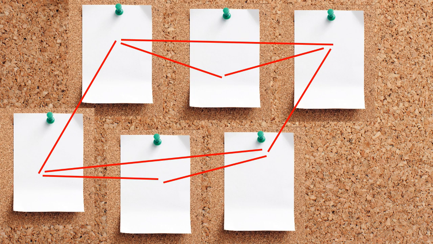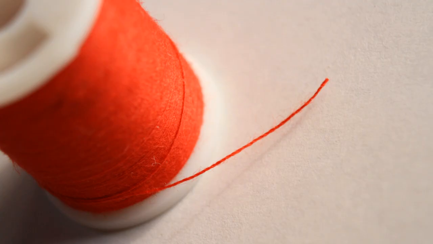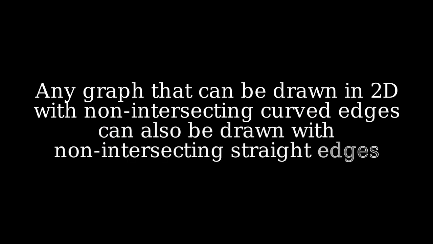If that doesn't work, you might be tempted to try curving your pieces of string around each other with extra thumbtacks. Fary's theorem states that this will never help. If you can't clean it up with straight string, you also can't clean it up with curved string. In math words, any graph that can be drawn in 2D with non-intersecting curved edges can also be drawn using non-intersecting straight edges. This is a bit of a surprising result.